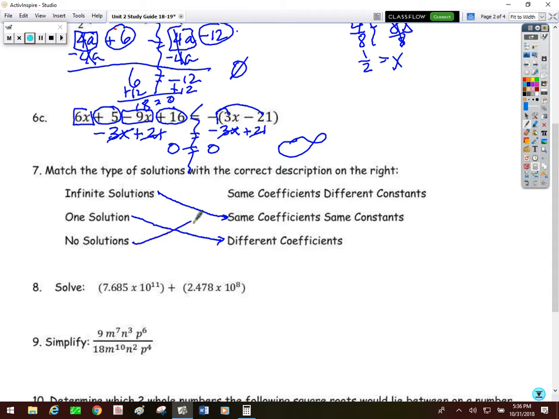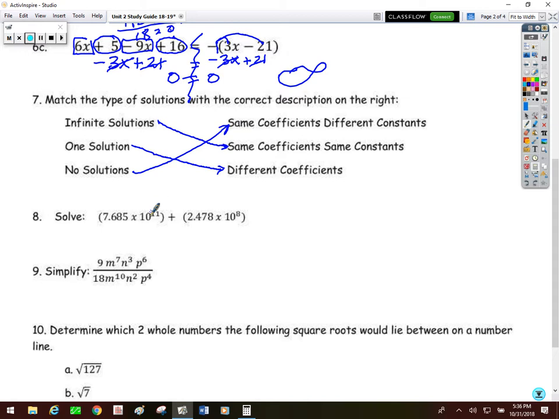No solutions, you will have the same coefficients, but your constants will be different. Just look up here. The 4 was the same, but 6 and negative 12 are different. Okay? All right. Really quick, I'm going to do this one, and I'm going to show you how to do this one without the calculator.